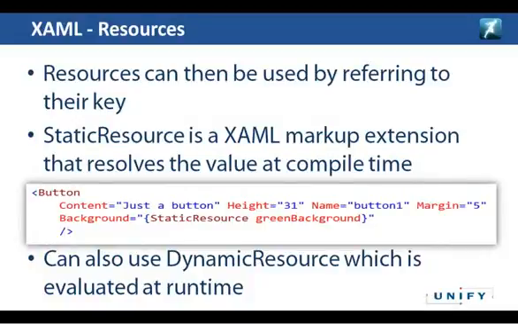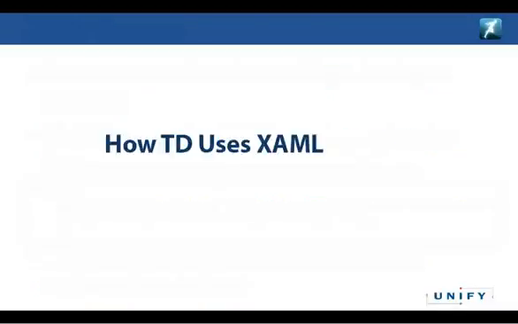You can use the static resource statement to resolve values at compile time. Actually, I will show you that in an application to localize an English application to German, for example, or the other way around. XAML also provides the possibility to use dynamic resources, which are evaluated at runtime. That's something that we use internally, but that is not exposed to the developer, really.